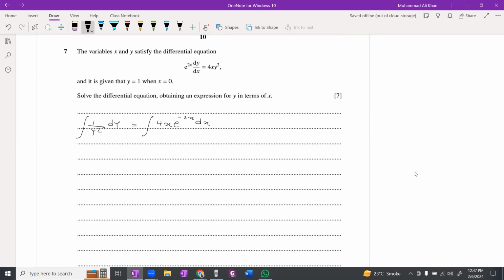Now, on the left hand side, it will be y power -2 integral with respect to y, but the right hand side is a product of two things, x and e power -2x. Take 4 as common. So now, it means we have to use integration by parts here. What is u and what is v? According to the late rule, the u will be x and v will be e power -2x.